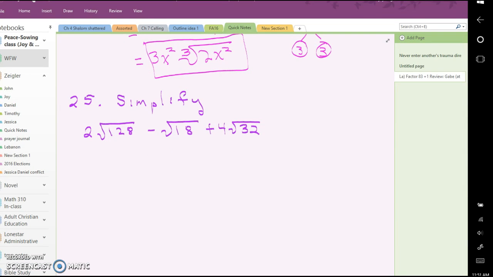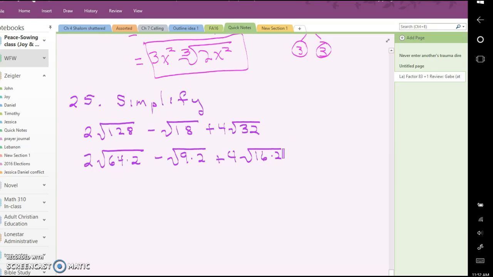In number 25, we have to simplify 3 terms which are added or subtracted, and they are not like terms. So our goal is to convert them into like terms. Let's see how we can do this. I can look at 128, and if I divide it by 2, I get 64, which is a perfect square. So I'm not going to worry about my factoring tree for that one. Same with 18. It's 9 times 2, and 9 is a perfect square. And 32 is 16 times 2.